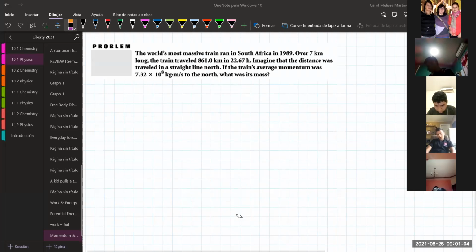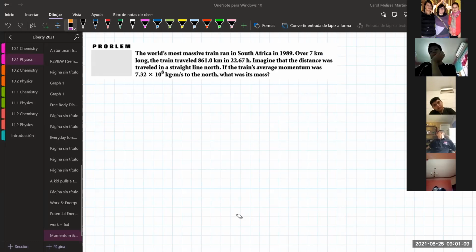But now we have another problem. It is about the world's most massive train. That one ran in South Africa in 1989. It measures over 7 kilometers long.